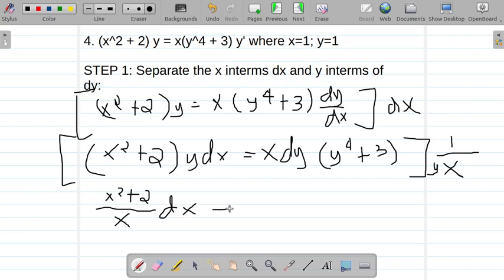Then, sa second nga equation, x dy times y to the power of 4 plus 3 divided by xy. So, makancel out si x. Ang mabilin, y to the power of 4 plus 3 over y dy.